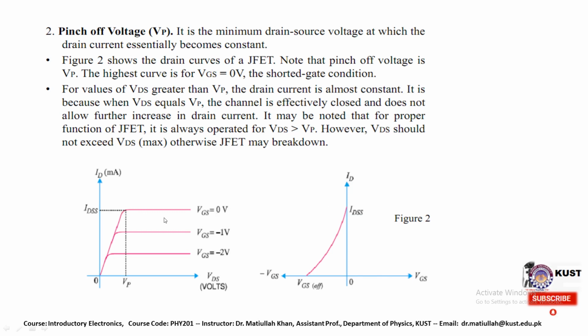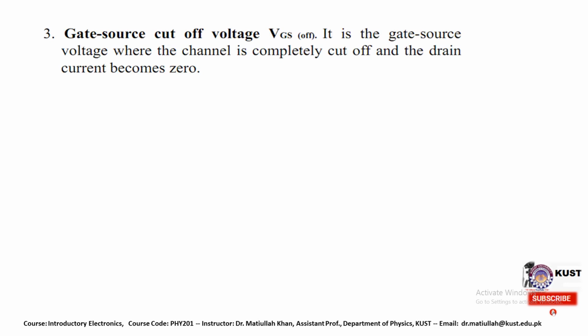It is because when VDS is equal to a constant quantity, its magnitude is constant. It may be noted that for proper function of the junction field effect transistor, it is always operated for VDS greater than VP. So this is some of the condition for that.